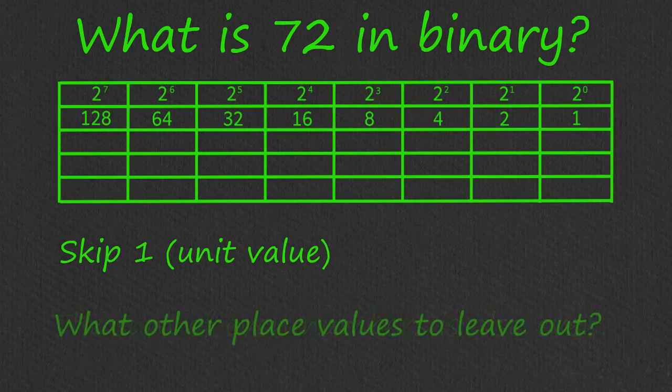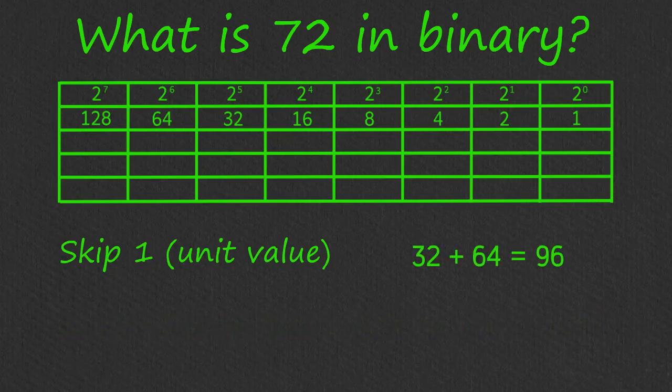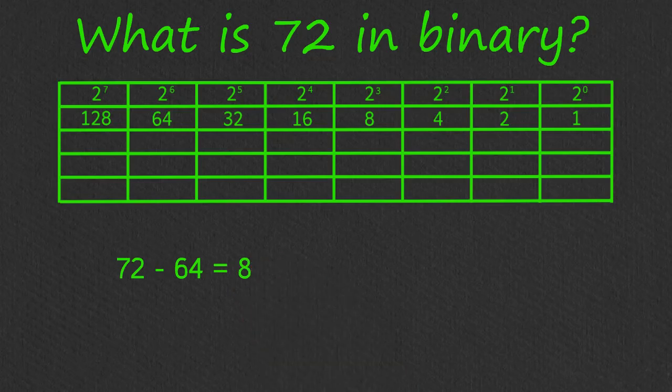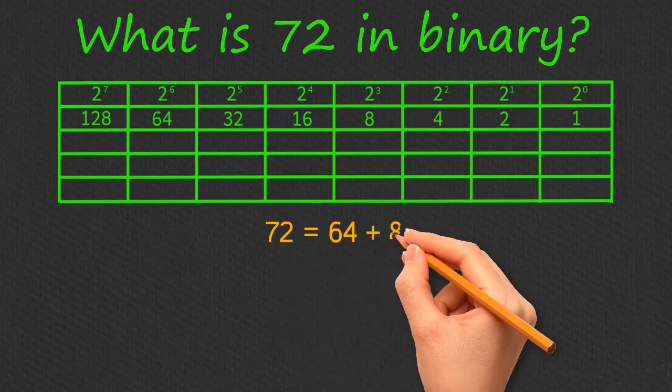Anyway, now that we can leave out 1, what else should we leave out to make 72? 32 and 64 makes 96, which is more than 72, so we cannot use both of them. We tried to use everything up to 32 and it didn't work, so let us try using 64 but leave out 32. Now, if we take out 64, then we still need 8 to make 72. How lucky! 8 is one of our place values. So 72 is equal to 64 plus 8.